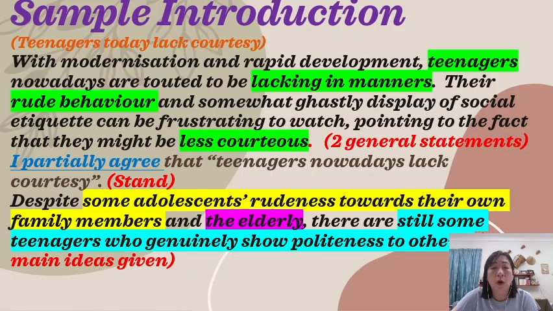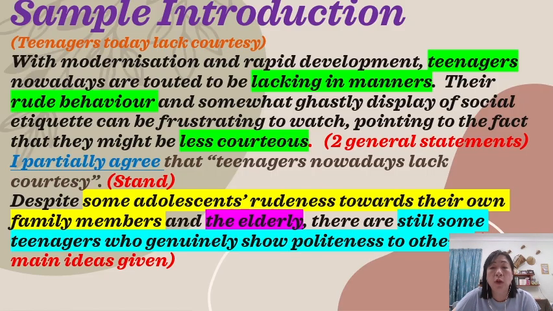Now, they or their would refer again to teenagers. So I don't have to really specify teenagers as my subject, because the first sentence has helped to establish the subject matter. Again, in this second sentence, I am showing more detail, rude behavior, and ghastly display of social etiquette to help readers to focus on the fact that teenagers nowadays may be lacking in courtesy.